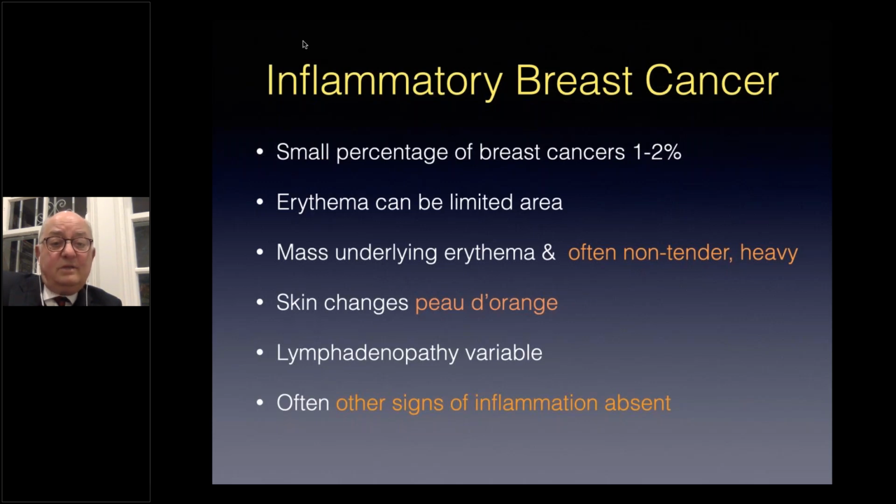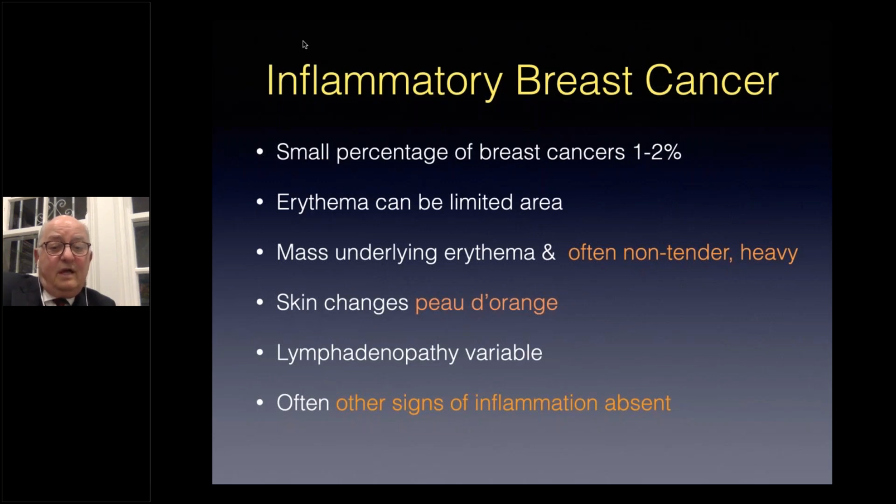There may be a mass underlying the erythema, and if it is very extensive, the breast feels very heavy as compared to the other breast because it's full of tumor. And often it's not tender, which differentiates it from a massive inflammatory process, which would be tender and hot. Peau d'orange is a very constant feature I find with inflammatory breast cancer, and I've actually seen, I think, 3 of them in the last 3 weeks. Lymphadenopathy is variable, although it's reported as being there. The nodes are not always palpable.